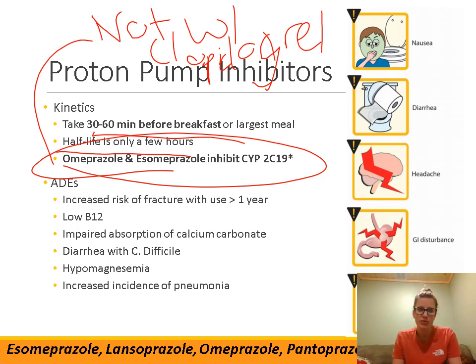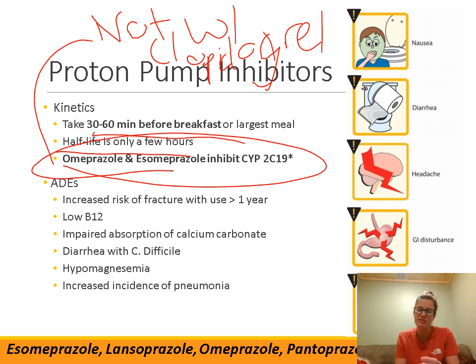It is possible for proton pump inhibitors to be associated with low vitamin B12. The reason for this is acid is required for the absorption of the intrinsic factor complex. Remember that the way that we absorb vitamin B12 from the GI tract is along with intrinsic factor. Acid is needed for that complex to be absorbed. So if you decrease acid to a certain point, then you're going to decrease the absorption of vitamin B12.